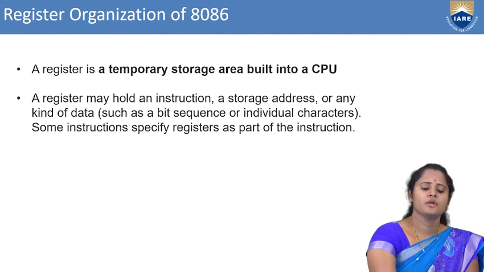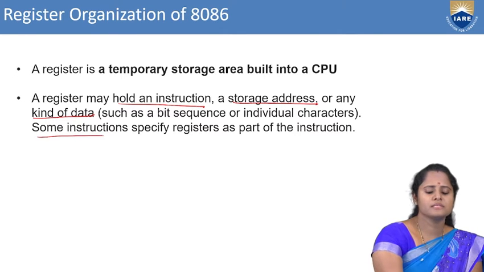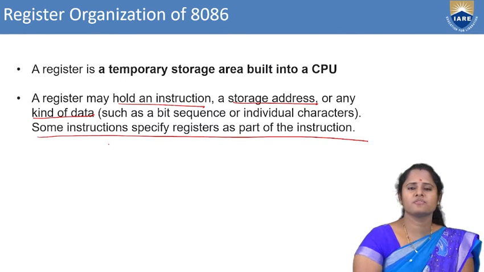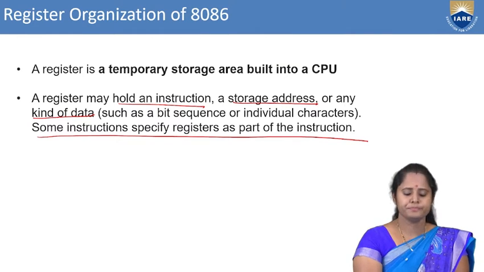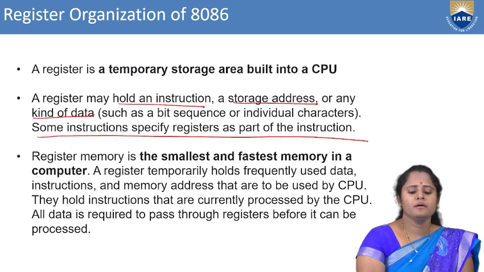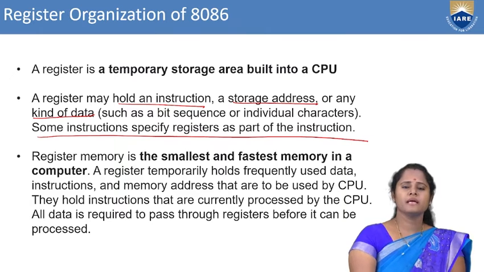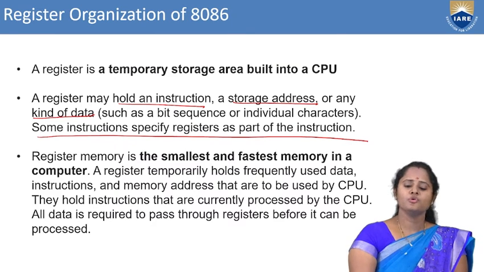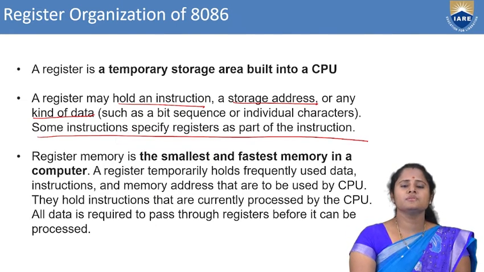You can hold an instruction, you can store an address, and you can take any data in order to operate it, and you can call the specified instructions which are stored in the register in order to operate. Then what is the difference between a memory element and a register? You have a memory, you have a register also. Both are present in an 8086. So what is the use of register?